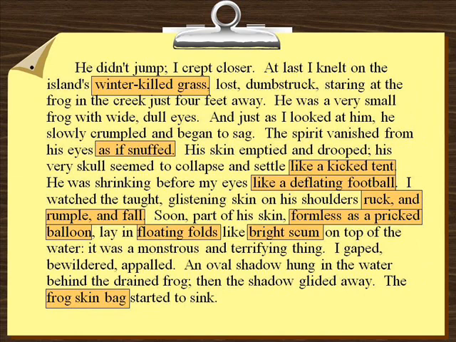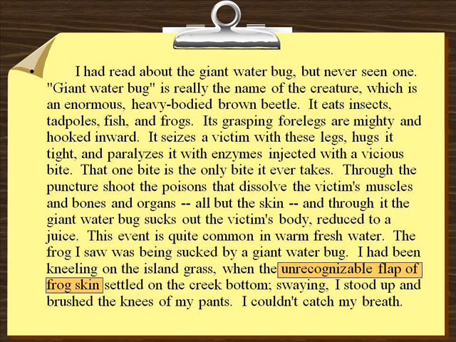Let's move on. On this slide, you see many more examples. "Winter-killed grass" shows how brown and limp it is. "As if snuffed" allows us to visualize a candle's last smoke rising. What about "like a kicked tent," or "like a deflating balloon"? Do you see the image here? You also have "ruck, rumple, and fall." "Formless as a pricked balloon." "Floating folds like bright scum." And "frog skin bag" to help you out. Sure hope you're not eating right now. Here's one more for you. "Unrecognizable flap of frog skin."